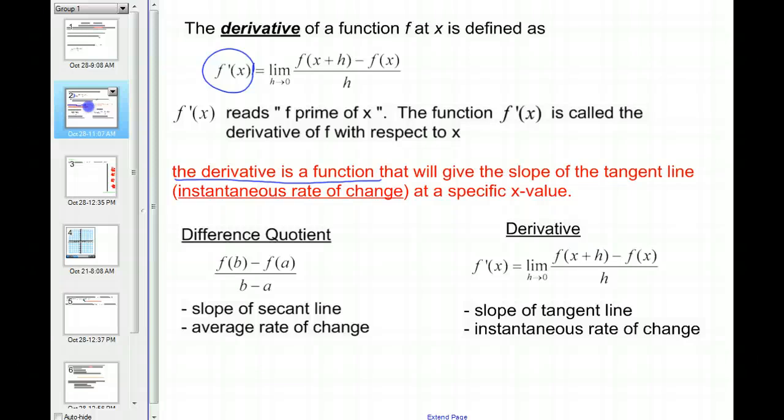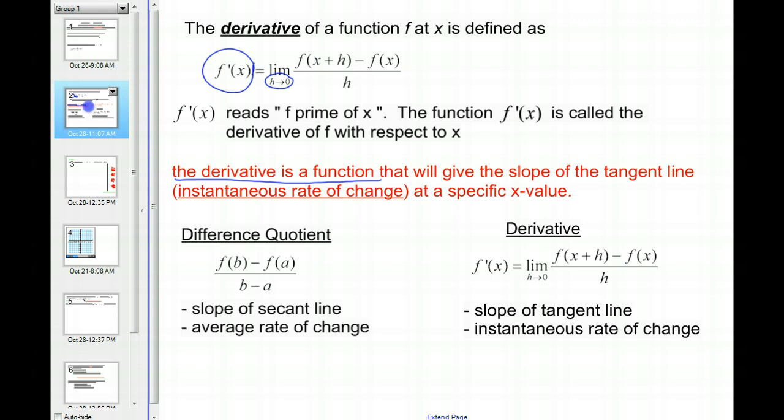It is the slope of 2 points when we're bringing those 2 points so close together that essentially it's 1 point. That's that tangent line. So the derivative is a function that will give the slope of the tangent line. Remember, the slope of the tangent line is that instantaneous rate of change at that 1 x value. So the derivative gives us an equation that will give us the slope of the tangent line at a certain x value. When we find the derivative, we're not finding a number, we're finding a function that will give us the number, which is the slope of the tangent line.